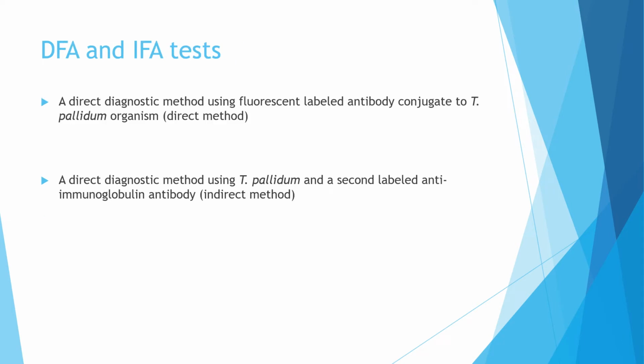Another way that syphilis can be diagnosed is through fluorescent antibody testing. A direct diagnostic method using fluorescent labeled antibody conjugate to treponema pallidum organism is the direct method. An indirect method for fluorescent antibody testing is where we use treponema pallidum with the second labeled anti-immunoglobulin antibody.